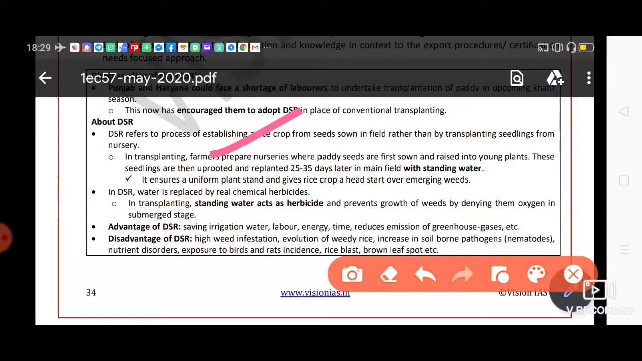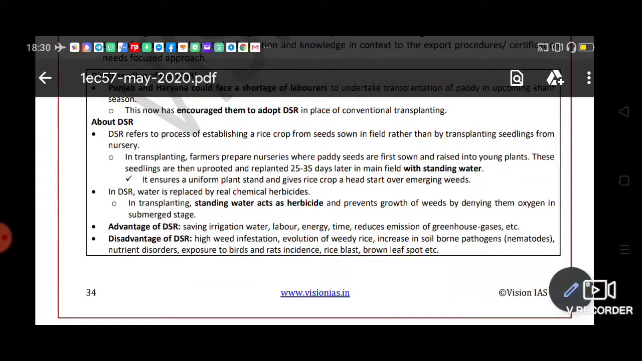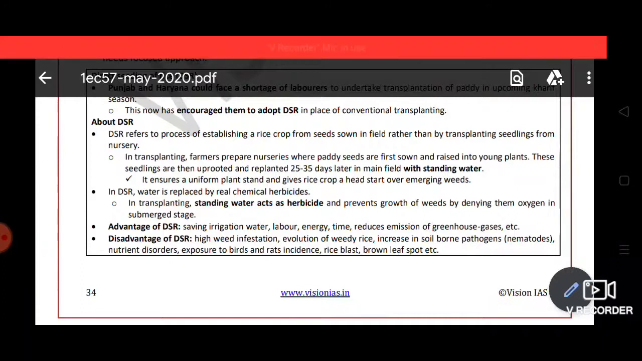Advantages of DSR: saves irrigation water, labor, energy, time, reduces emission of greenhouse gases, etc. Whereas the disadvantages of DSR are high weed infestation, evolution of weedy rice, increase in soil-borne pathogens, nutrient disorders, exposure to birds and rats incidences, rice blast, brown leaf spot, etc. So very important to understand the difference between the direct seeding of rice and wet paddy transplantation, and what are the advantages as well as disadvantages. So this is a part of GS paper 3 agriculture.